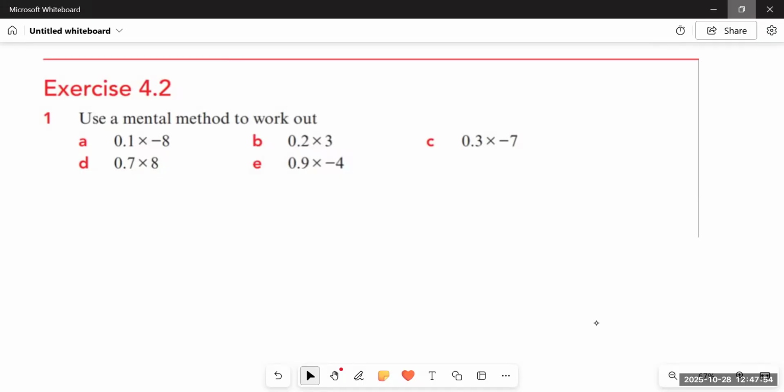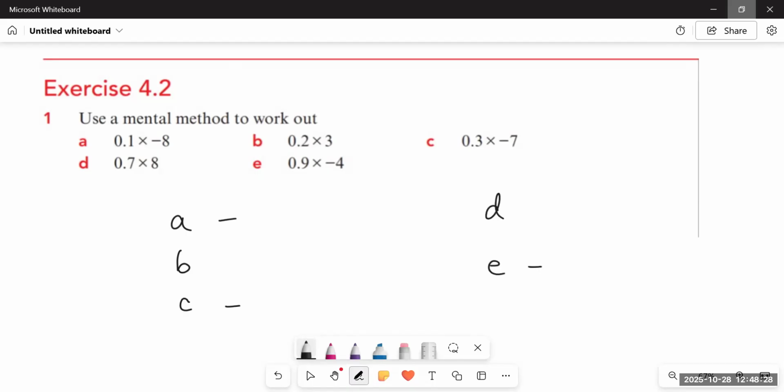So if it says 0.8 multiplied by minus 8, first of all, you have to notice that one of the numbers is positive, the other one is negative. When the numbers have different signs, a positive and a negative, always remember the answer would be negative. So in part A, let me write it over here, the answer will be negative. In part B, the answer will be positive. In part C, again negative. In part D, positive. In part E, it would be negative. Why? Because in parts A, C, and E, one of the numbers is negative.